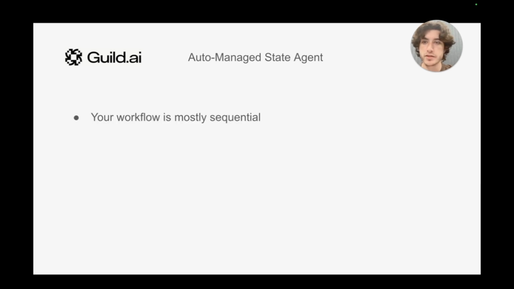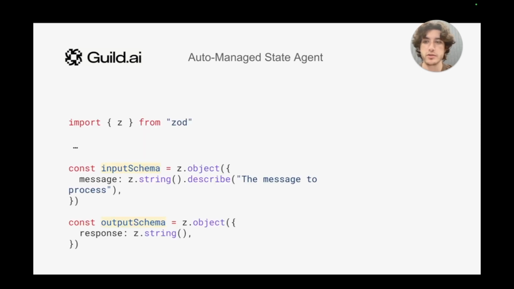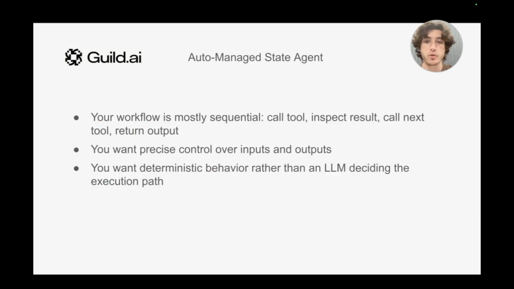Well, a few reasons. If you can see your workflow, your agent doing something that's pretty much sequential, like calling a tool, inspecting the results, calling the next tool, and then returning some outputs, this is a reason why you might choose the auto-managed state agent over the other agent types. Another one is you want precise control over the inputs and outputs. So with every auto-managed state agent, you'll have an input schema and an output schema, and this will have precise inputs and precise outputs. The other reason is you want more deterministic behavior. You don't want your LLM deciding the control flow and executing things. You want more precision and more determinism.